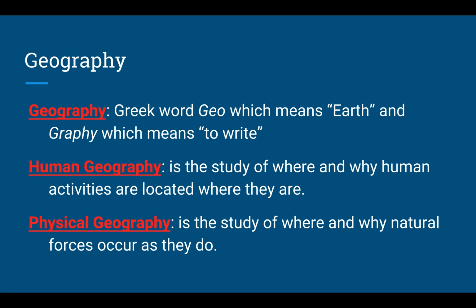There are so many different aspects about the earth, and that's going to lead us into geography being broken up into two major types, or categories: human geography and physical geography. Now, human geography is very interesting. We can most likely tie anything in our history book, anything that we talk about in this history class, to human geography. It is the study of where and why human activities are located where they are.